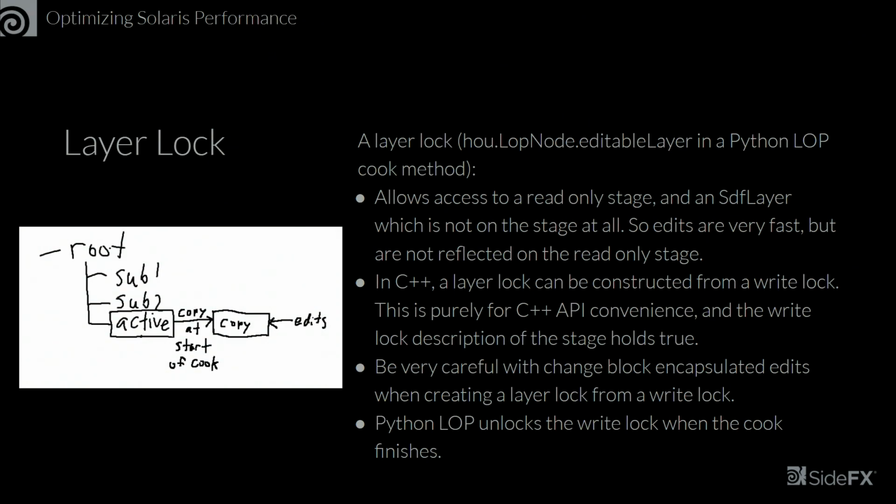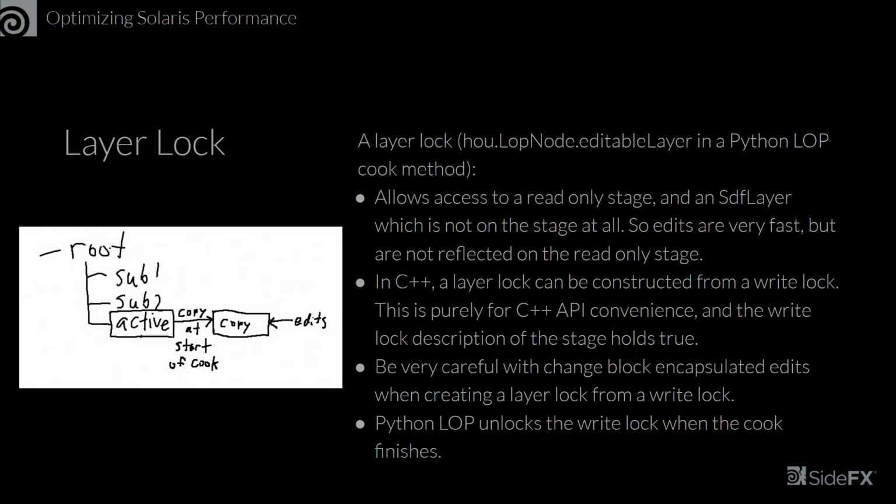And again, when the cook finishes and the layer lock gets released, again, we don't really need to do anything at all. We don't even need to copy the active layer into the XUSD data. And the USD stage is actually left not in the state of the output of that lop node. Again, there's no reason you should care about that, just an interesting point that it doesn't actually have to do anything to the USD stage when a layer lock gets released. Python lops unlock the layer lock when the cook finishes. I apologize for that typo.